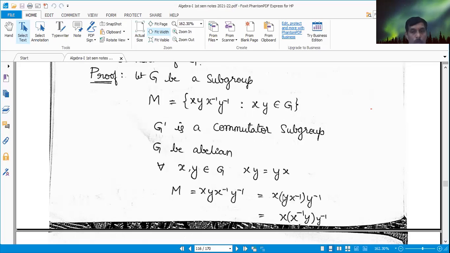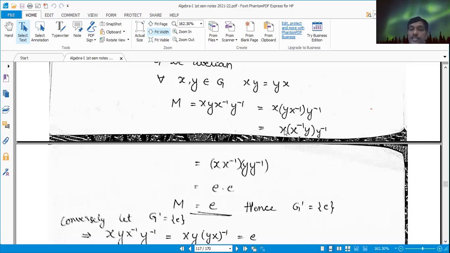Therefore, because it is a subgroup, here x into x inverse, y into y inverse. Then this becomes x into x inverse into y into y inverse. We can apply the associative law here. You know that x into x inverse becomes the identity. Then y into y inverse is also the identity. This means M is equal to the identity, so definitely the only element of G dash must be the identity.